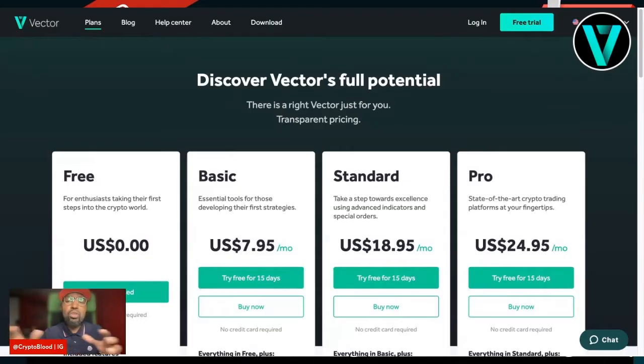And so if any of you have used TradingView, you know how expensive they can get. Their pro level, I think, is over 70 bucks a month. Well, here you get the free basic. It's only $8 a month, pretty much. Standard, almost $19, and then the pro version, it's just shy of 25 bucks.